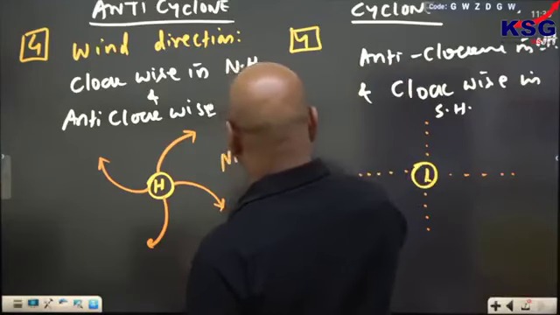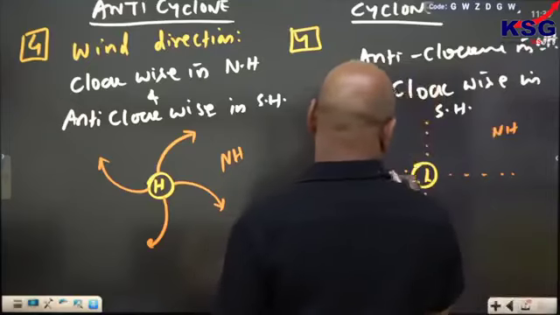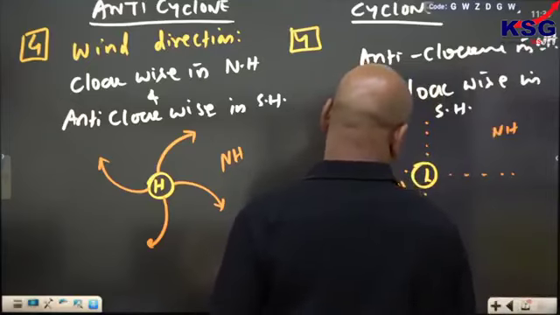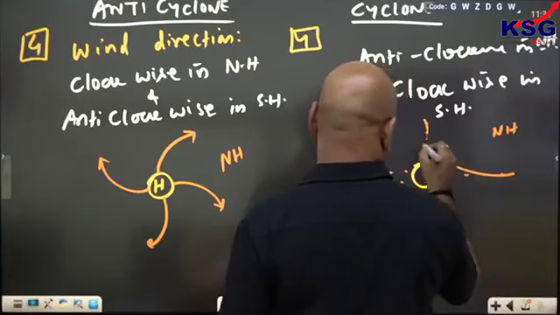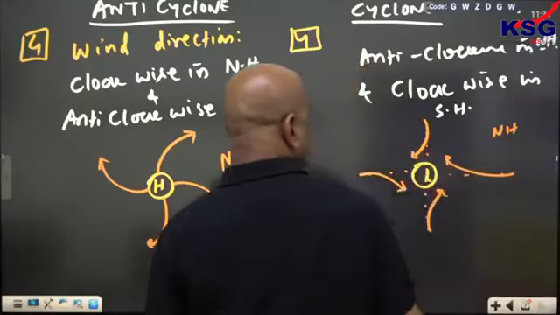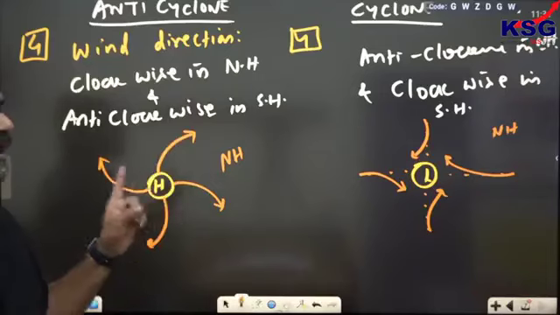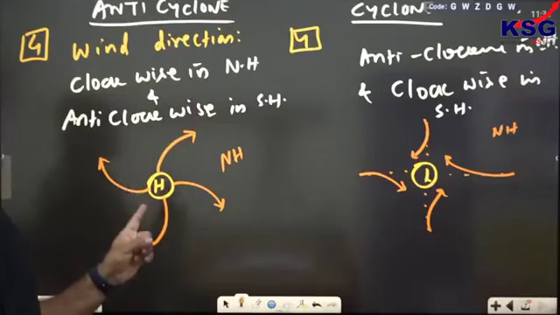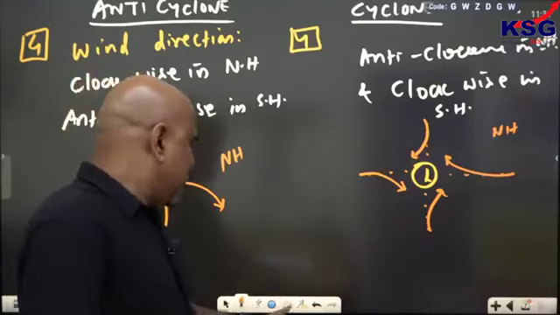It is in northern hemisphere. In the northern hemisphere, how it will be? It will be like this. Do you remember this diagram which I have shown you earlier? ये आपको याद है क्या? Do you need any repetition of this?